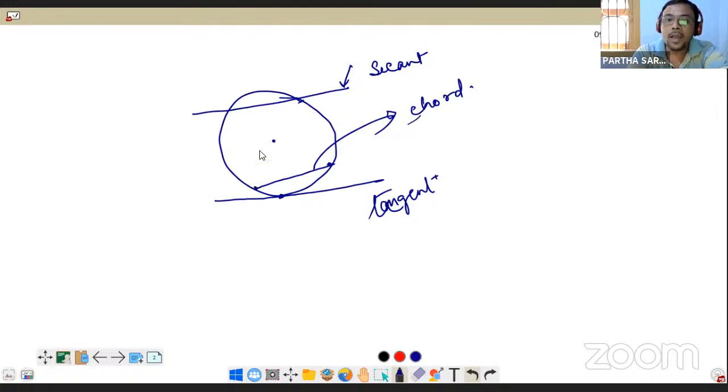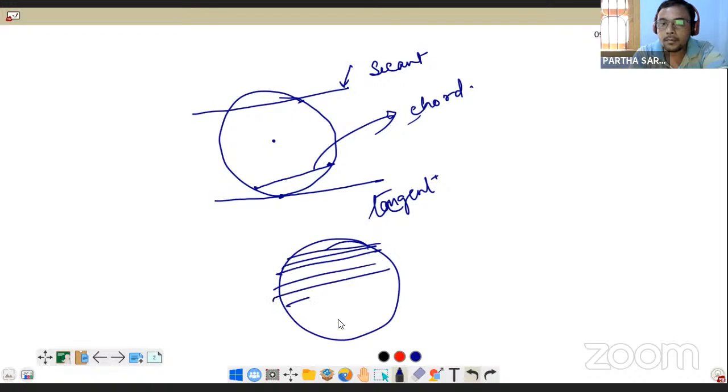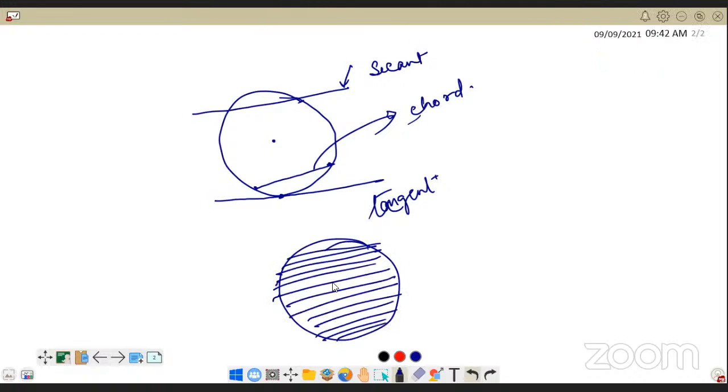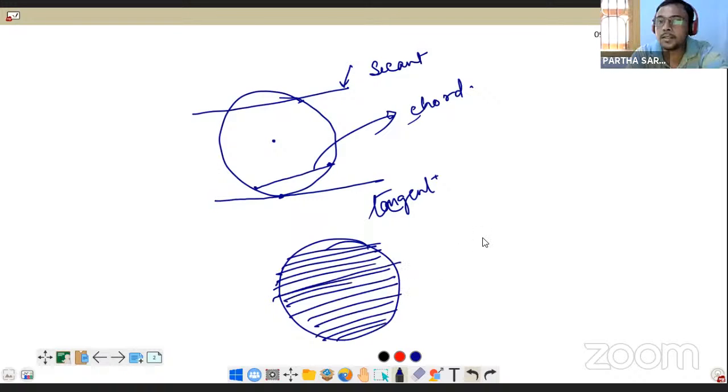Can anyone tell me in a circle how many chords I can draw? Unlimited. In maths language this is called infinite. Infinite number of chords I can draw. Fuzel, just understand this, because in your first exercise these things are there, fill in the blanks and all these things, which is very important. You will get 1 mark questions.